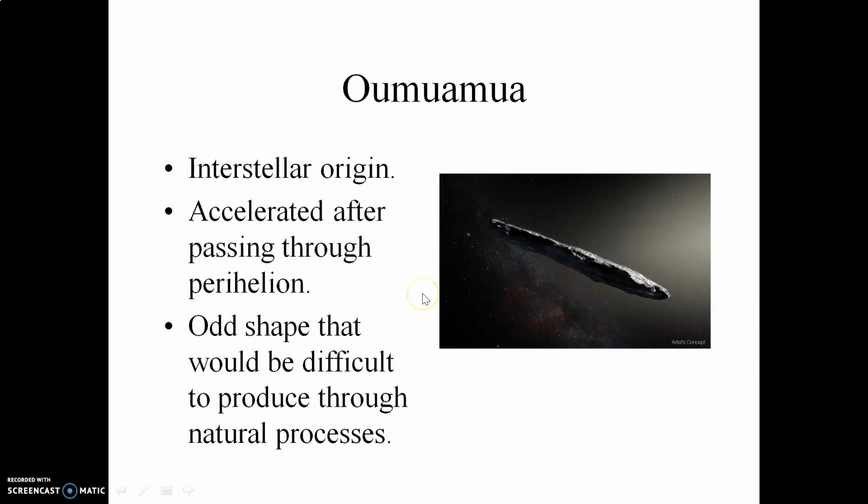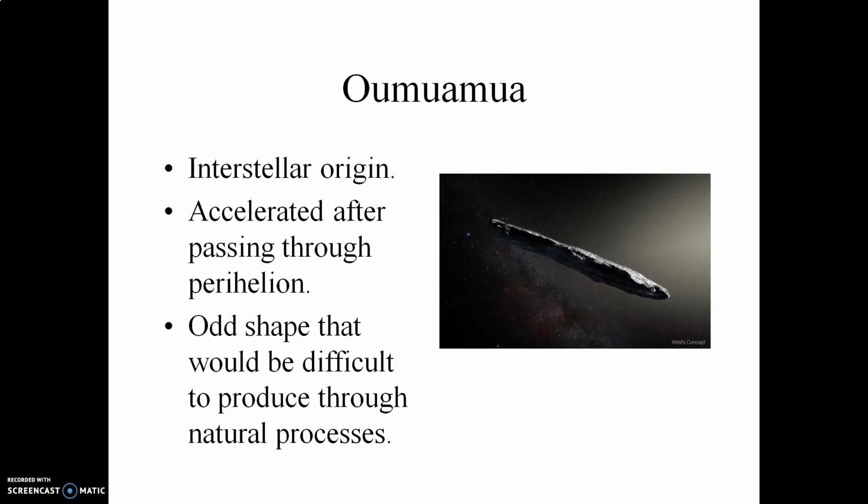Now, the reason why this is important is because of a couple of things. First of all, notice the shape here of this artist's rendition of Oumuamua. It's extremely elongated. It is actually very difficult in nature to produce a shape such as this through natural processes. And then something else that was interesting about this object: after it whipped around the sun, after it passed through perihelion, quite mysteriously, it actually accelerated a little bit, and we're not quite sure why that is.